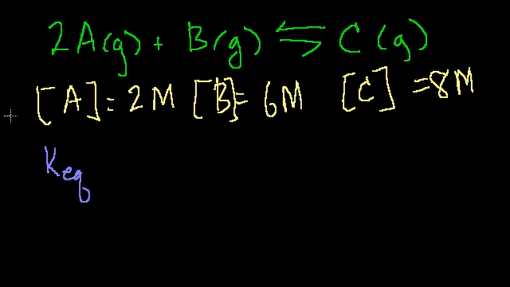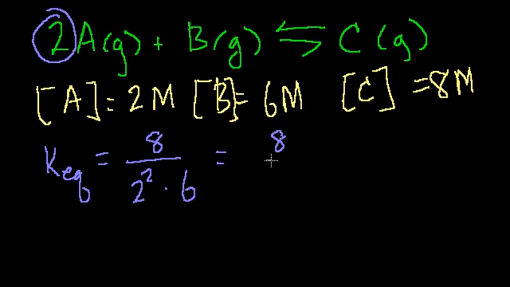The equilibrium constant here is the product concentration, the concentration of C, that's 8 molar, divided by 2 molar squared, because of this 2, times 6, which is equal to 8 over 4 times 6, which is 8 over 24, which is equal to 1/3. Now, let's say we were to add more A. And I'm not going to say exactly how much. We could actually get quite complicated with the mathematics.